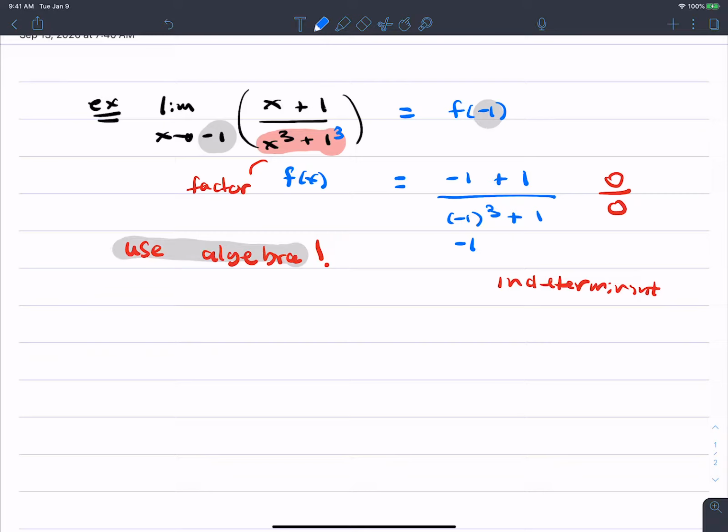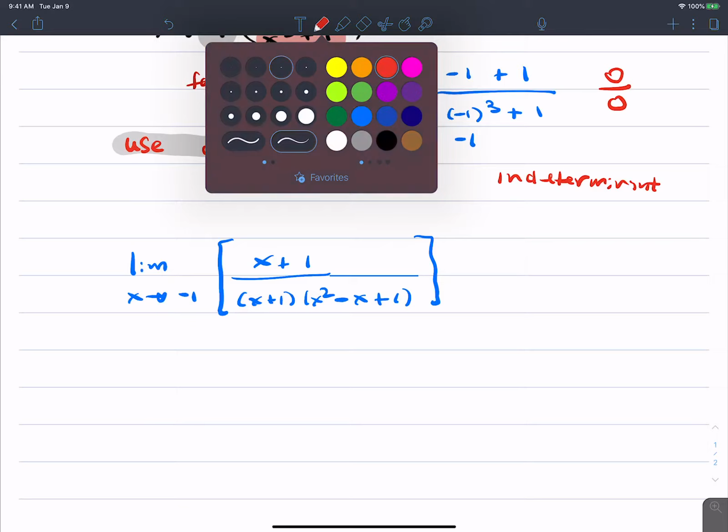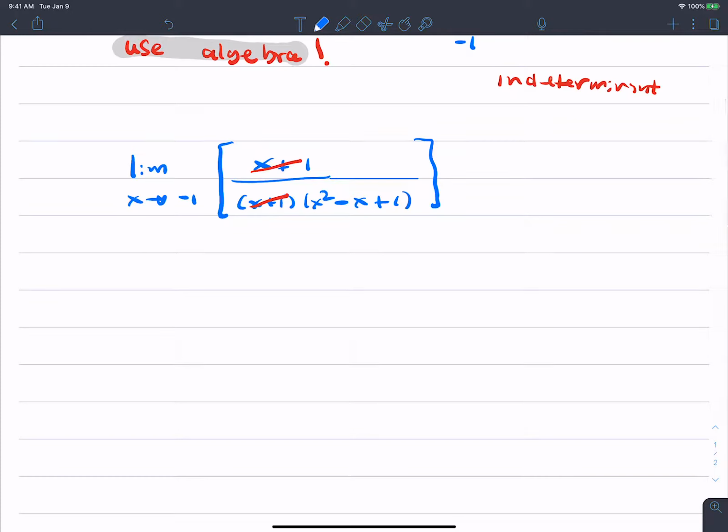So 1 cubed is 1. So you have x plus 1 over (x plus 1)(x squared minus x plus 1). And this is factored now, x is going to -1. So ladies and gentlemen, as you can see here, we get to cancel this. And so this gives us the limit as x goes to -1 of 1 over x squared minus x plus 1.